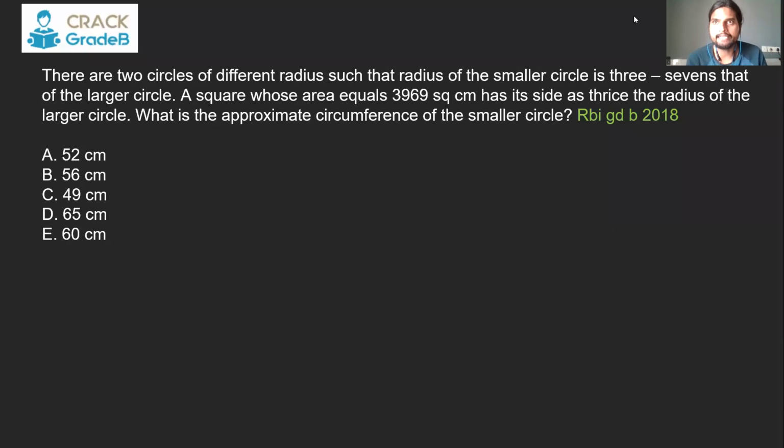Now this is the question that they asked in RBI Grade B 2018. There are two circles of different radius such that the radius of the smaller circle is 3/7 of the larger circle. A square has, what is the approximate circumference of the smaller circle? So first of all there are 3 figures. There are 2 circles, a square, like this.